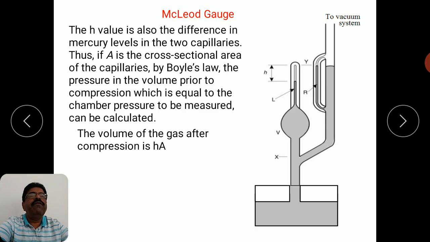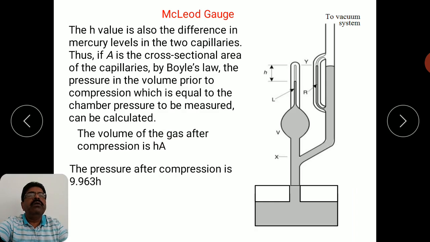The volume of the gas after compression will be H into A, where H is the height of this particular gas column and A is the cross section area of this tube. So H into A will be the volume of the gas after compression. Now the pressure after compression is 9.963 H. This is a special calculated factor that needs to be considered here for understanding the pressure after compression.